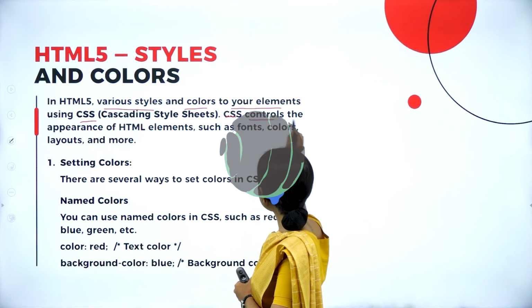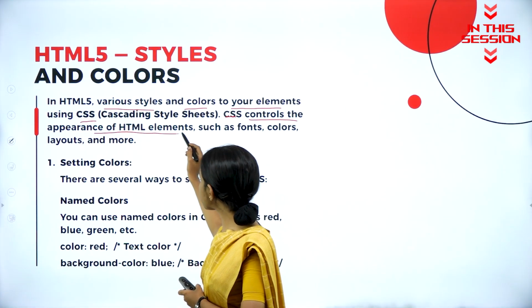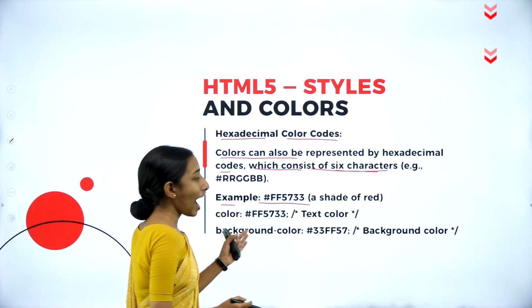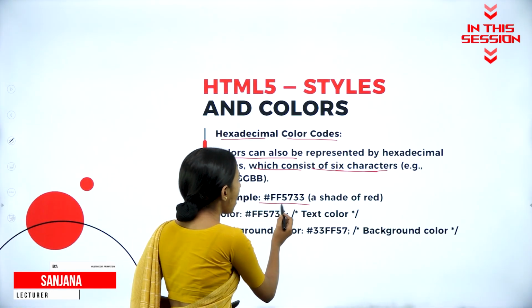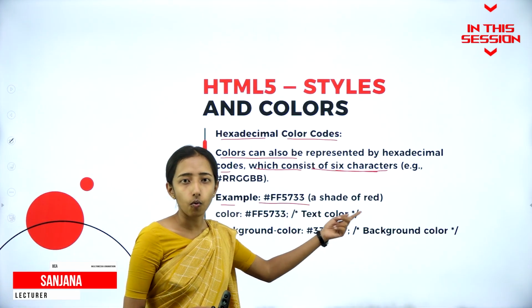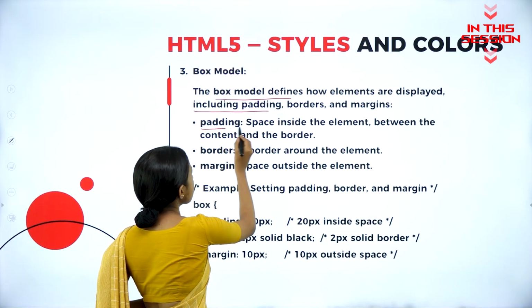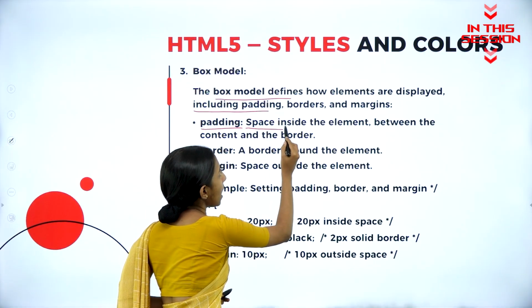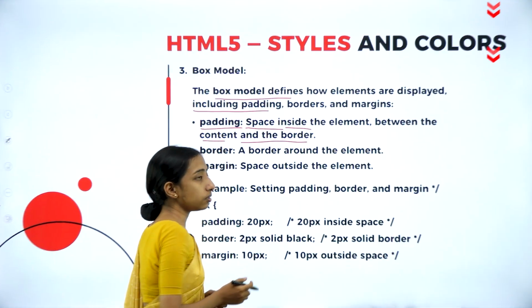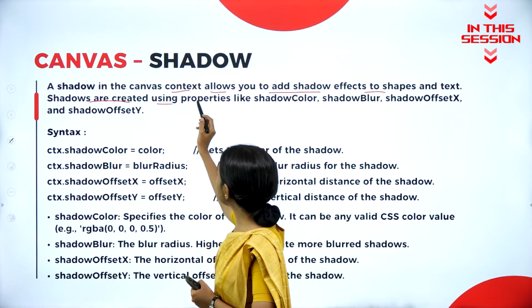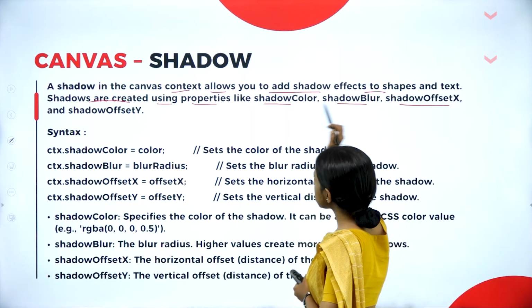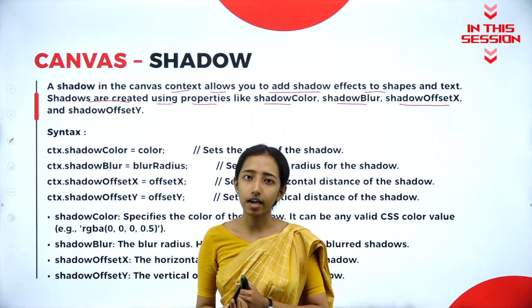The CSS controls the appearance of the HTML elements such as the font, color, layout and more. #FF and 5733. So this is a shade of the red color what I am giving. What is this padding? So here they specify inside the element between the content and the border. Shadows are created using the properties like shadow color, shadow blur, shadow offset X and offset Y.